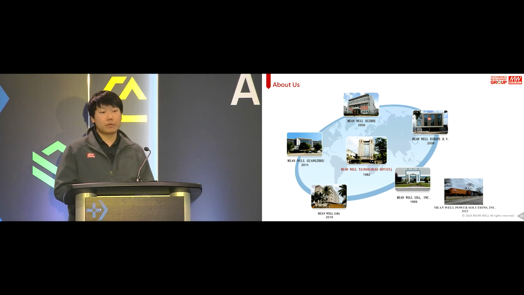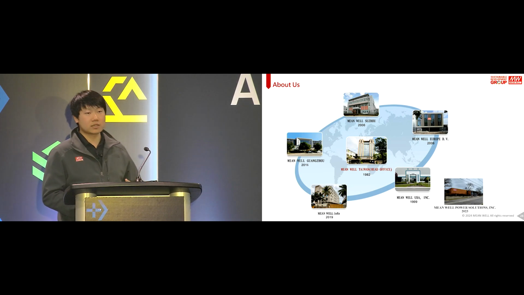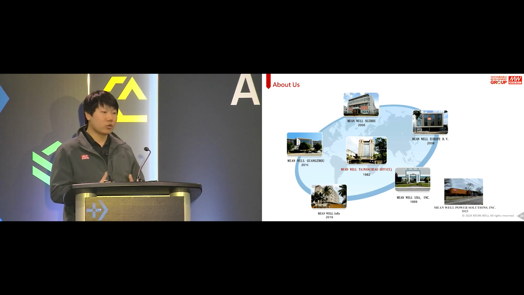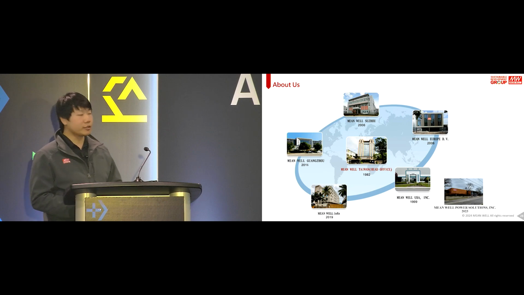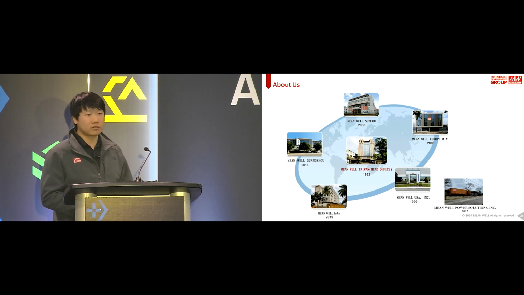Mingwell was established in 1982 in Taiwan. Our headquarters is in New Taipei City, and we established our North America office in Fremont, Northern California, in 1999. We have factories all over the world. Our headquarters is also one of the main factories, which manufactures our high power products in Taiwan. For the lower power products and LED drivers, we manufacture them in China, in Suzhou and Guangzhou. We opened our first Suzhou factory in 2006.